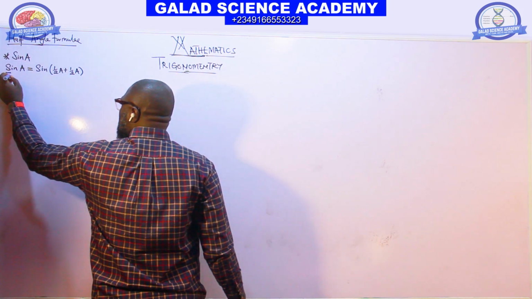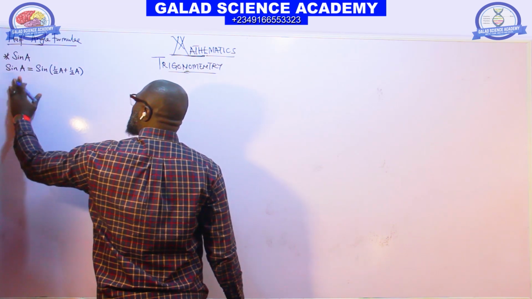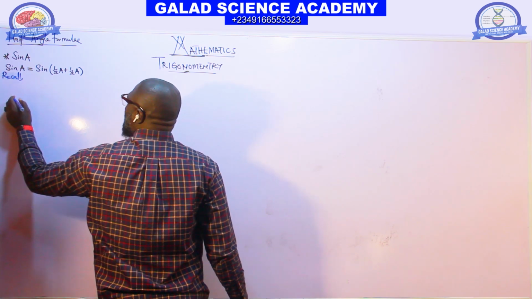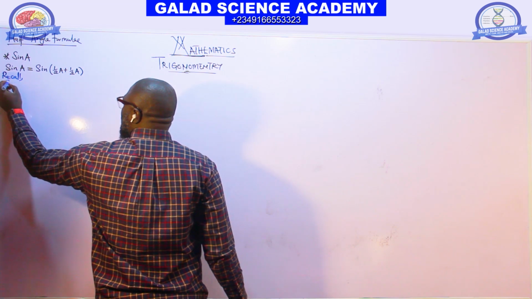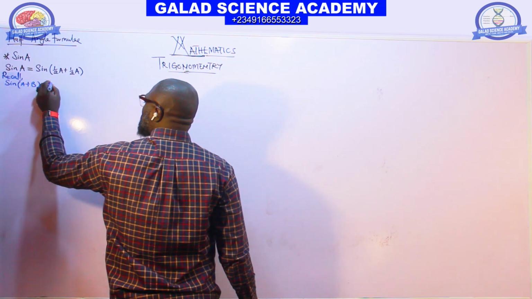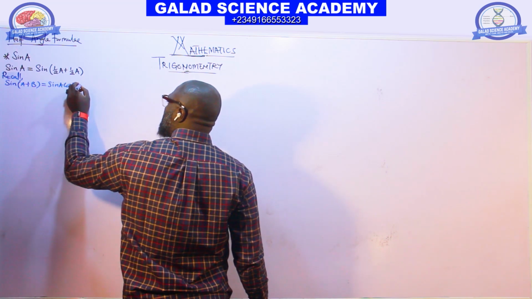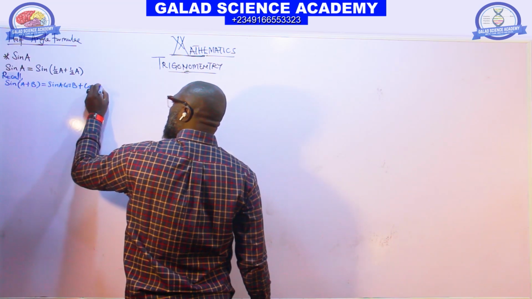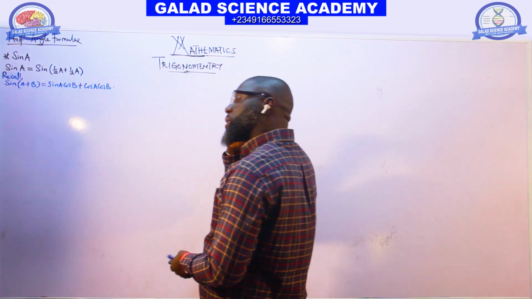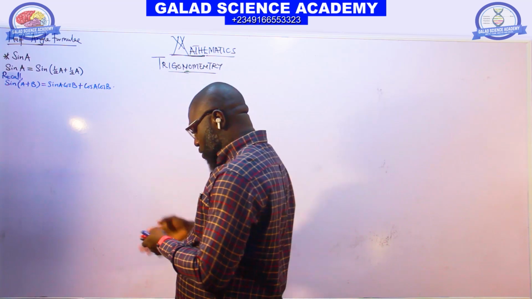So from this now, we can borrow from, or let me use, recall that sine of A plus B equals sine A cos B plus cos A sine B. So we will now apply this for this half angle.